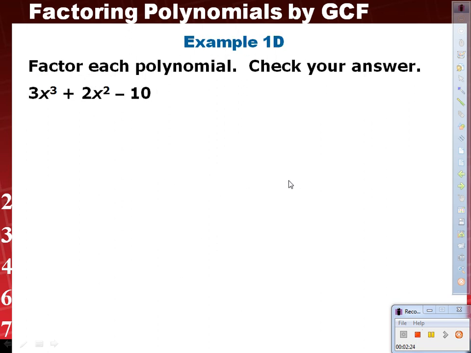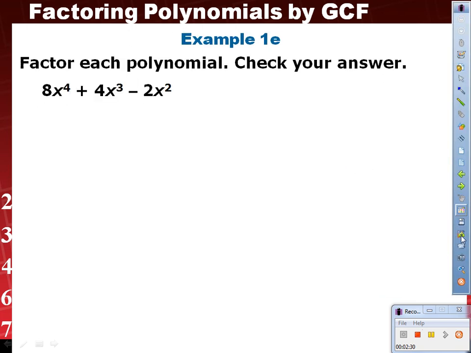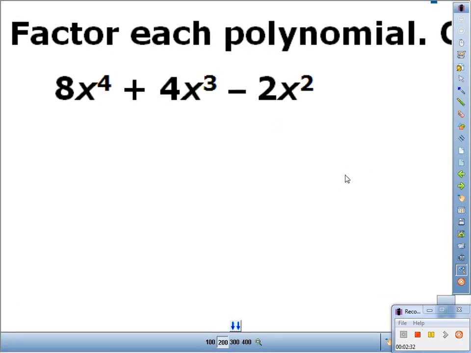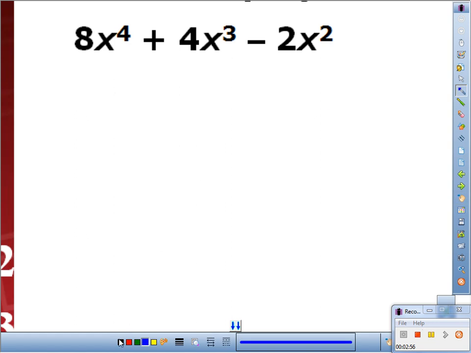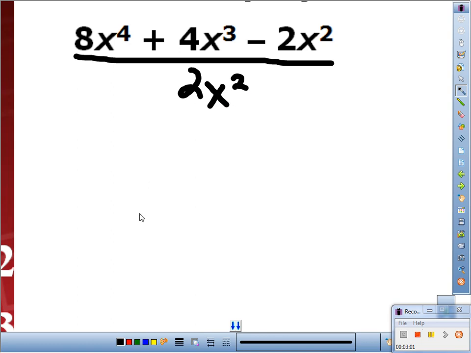Okay, look at this one. Don't copy this. Let me zoom in. You did this one? Okay. In your noodle, identify the GCF. Do the division. So there had 2 factors already. Okay. So the GCF is what, Isaac? 2x to the second. That is correct.